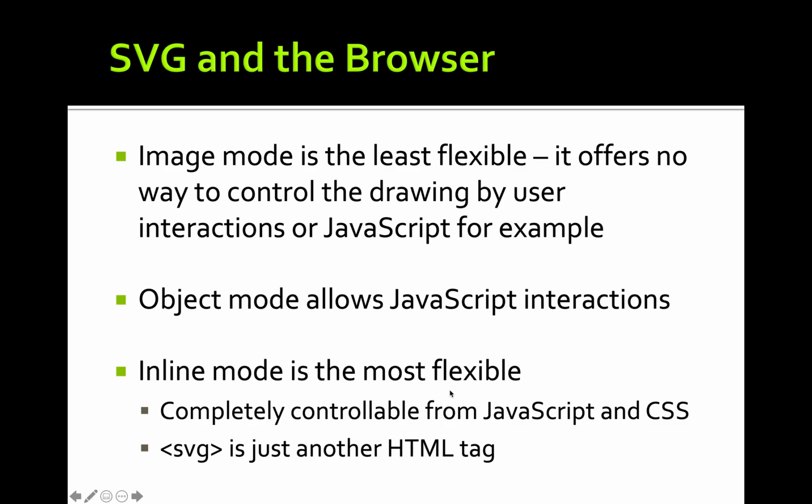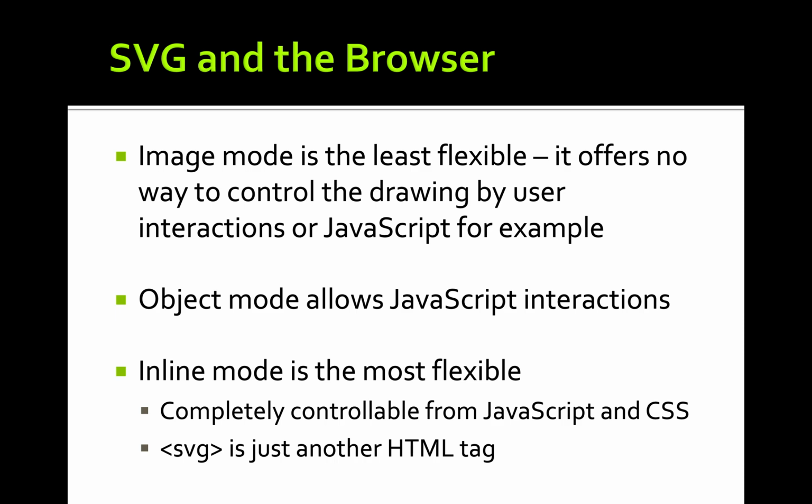Inline mode is the most flexible one, because now we can give them names. Like if we have a circle, we can give a specific name to that particular circle. We have a line, we can give a specific name to that particular line, and then we can individually access those elements inside our JavaScript. And then maybe we want to do some animation with those objects inside our SVG, we can do that, no problem at all. So the least flexibility is in terms of the image.